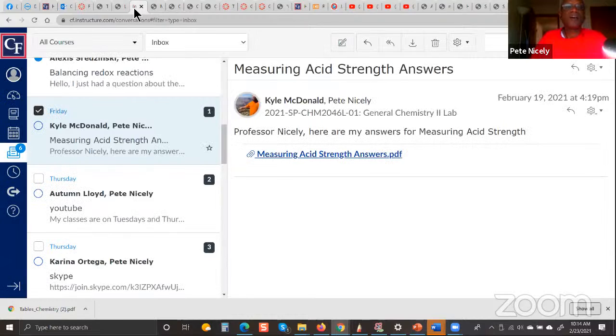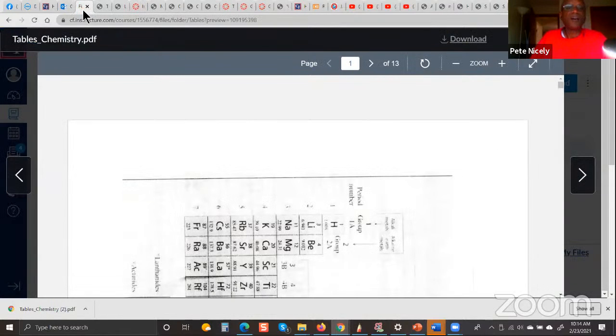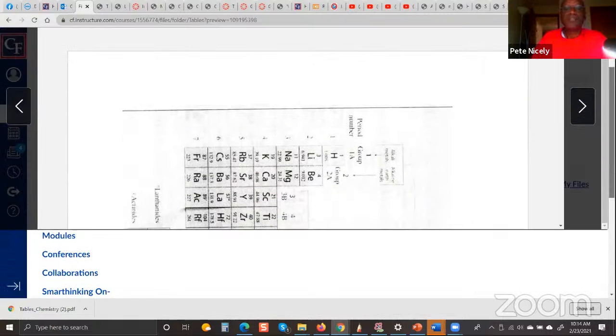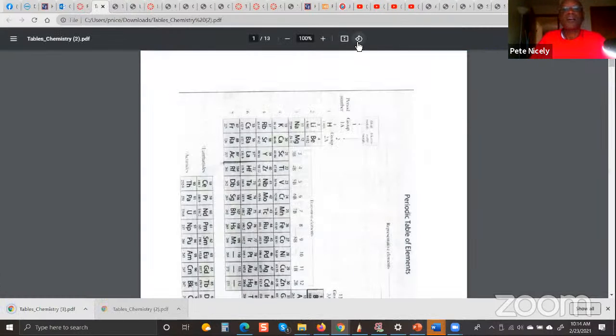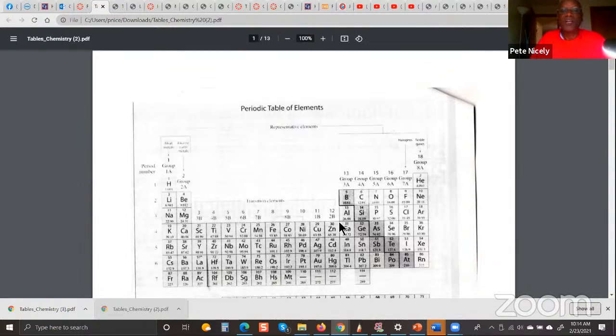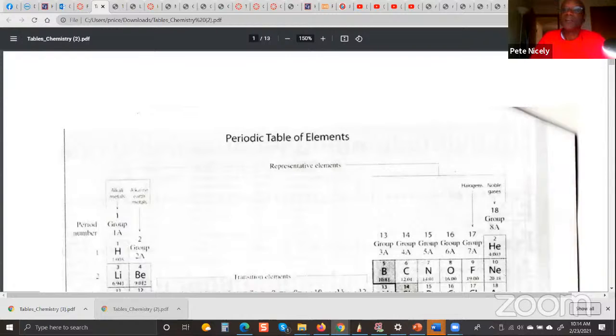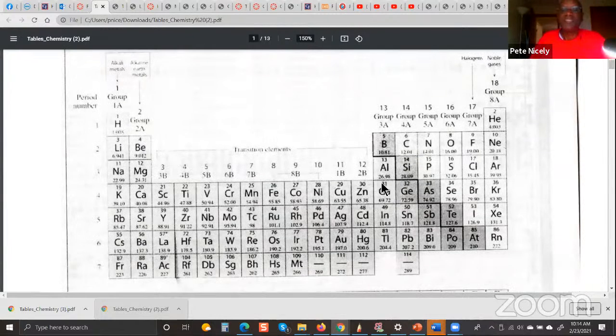So, let me download it. Make life easier. Oh, here it is. All right. And so for aluminum, the molar mass is 26.98.